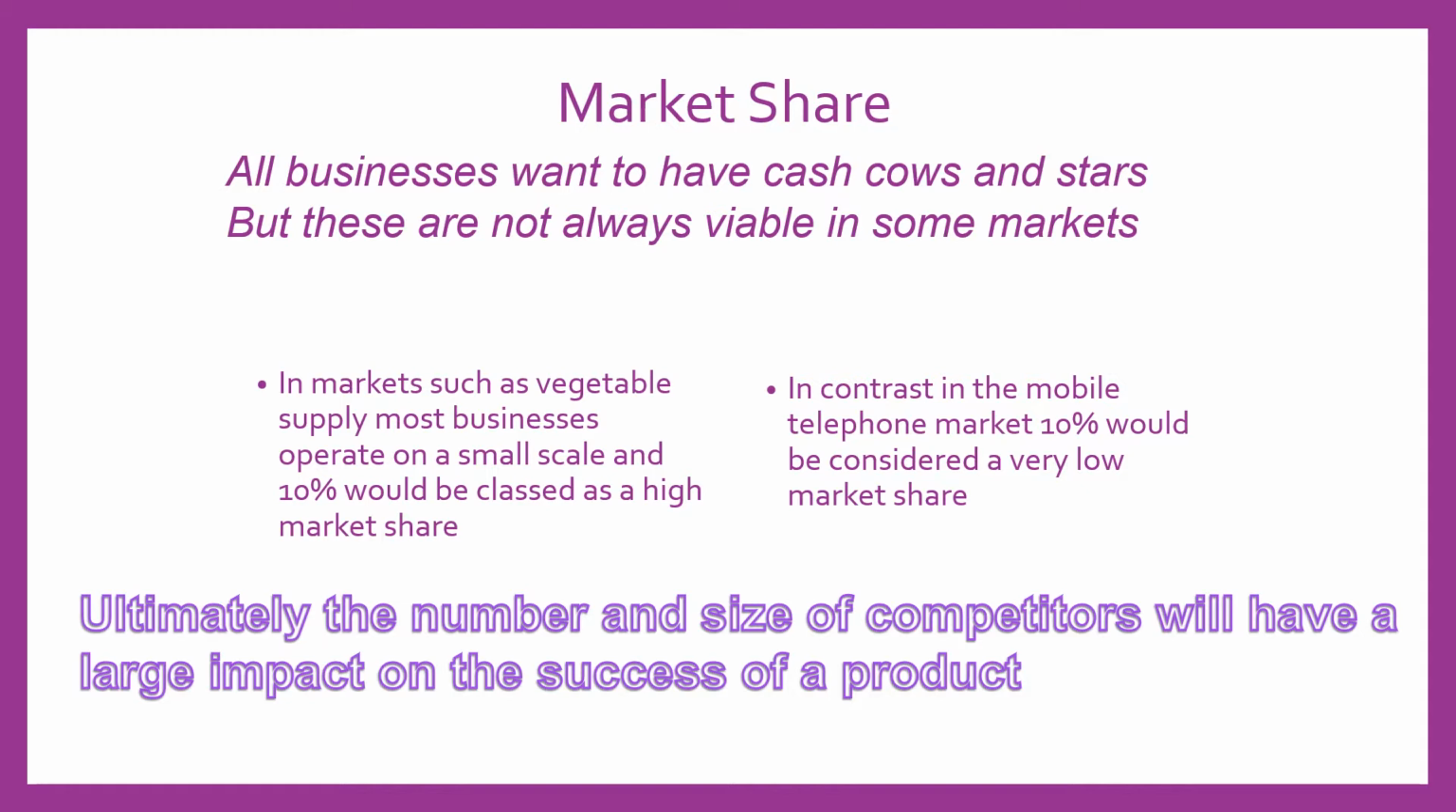Companies like Apple, Huawei, Samsung, they've all got much bigger market shares than just 10%. They would not be considered to be competitive. But then again, there's only a much smaller selection of companies actually selling mobile phones. So to just have 10% would be considered low compared to the big competitors. So ultimately, the number and size of competitors will have a large impact on the success of a product. If you're talking about the Boston Matrix, you need to think about how big the market is and how many competitors there are.